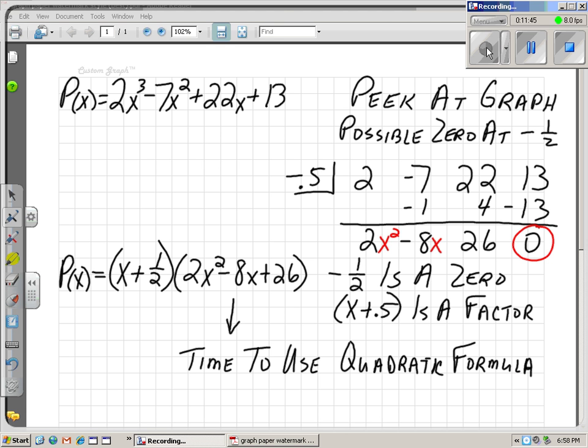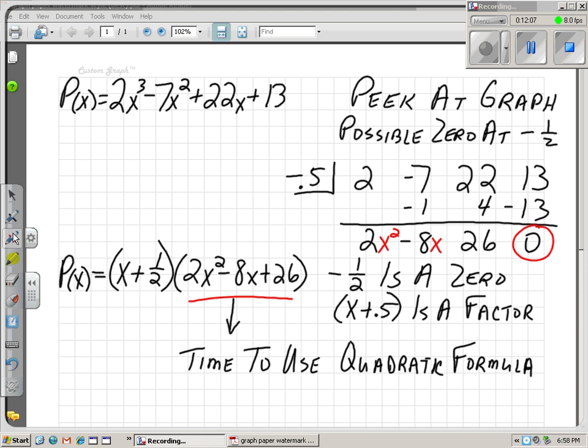Yeah, I know, the quadratic formula is no fun. But I peeked at my graph and I can't see any more real roots. So what we're looking for is imaginary or complex roots. So the only way to factor it any further that I can think of is just to go to our last resort, our quadratic formula, because you can always use the quadratic formula, it just takes a lot of work.